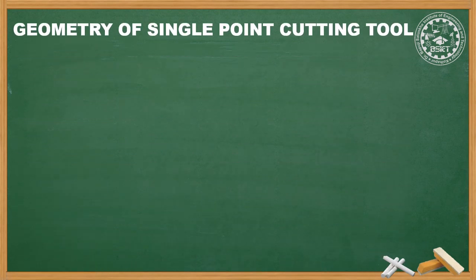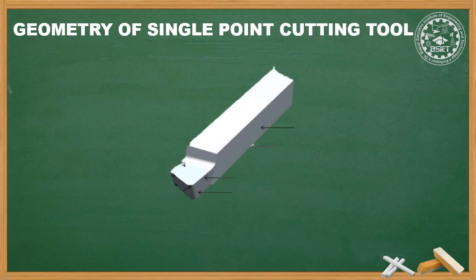The next point is the geometry of the single point cutting tool, or nomenclature of the single point cutting tool. The figure shows a single point cutting tool. The first part is the shank. It is the main body of the tool. Next is size, determined by the width of the shank, the height of the shank and the total overall length.